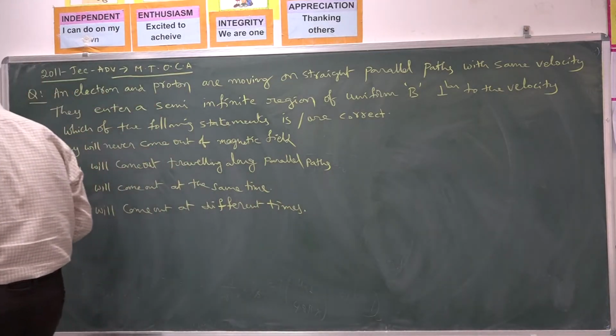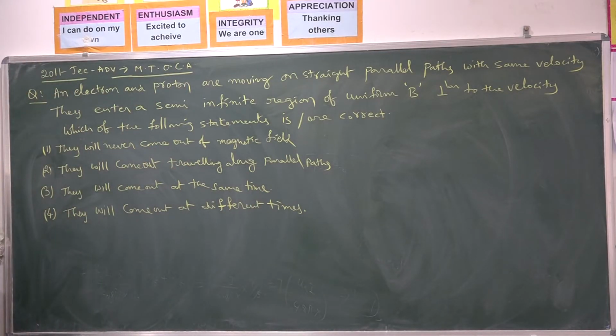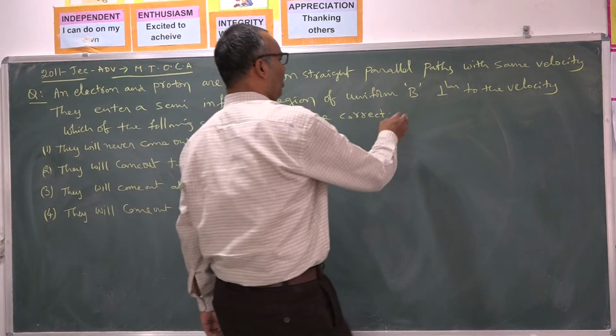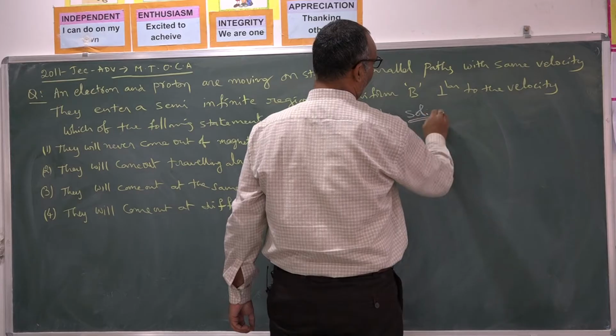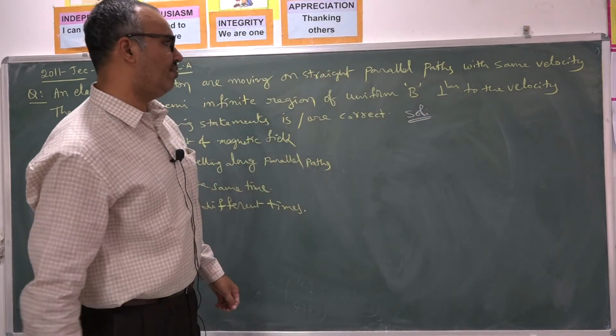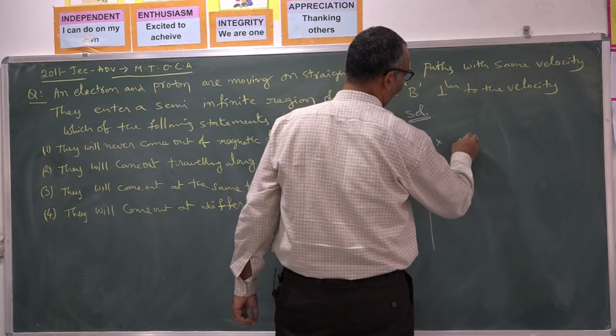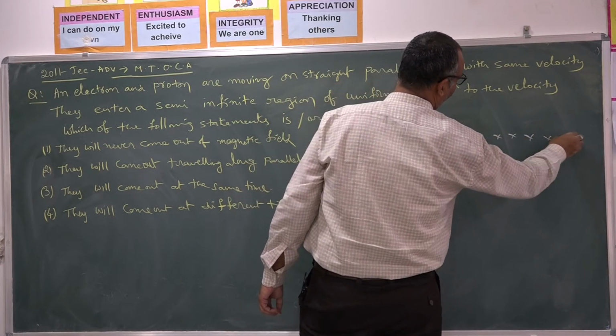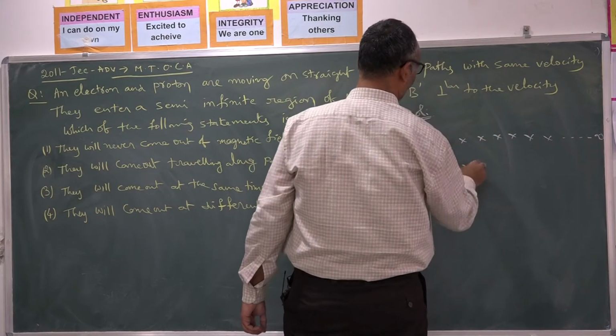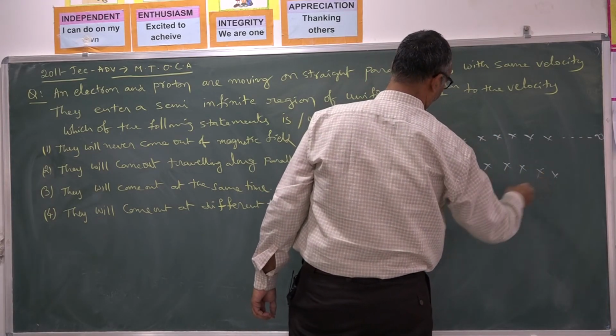This is the question. Let us move to solve this question. First of all, if you read the question clearly, the electron or proton is entering into a semi-infinite field perpendicular to the field. That means this is a zone of magnetic field extended up to infinity.